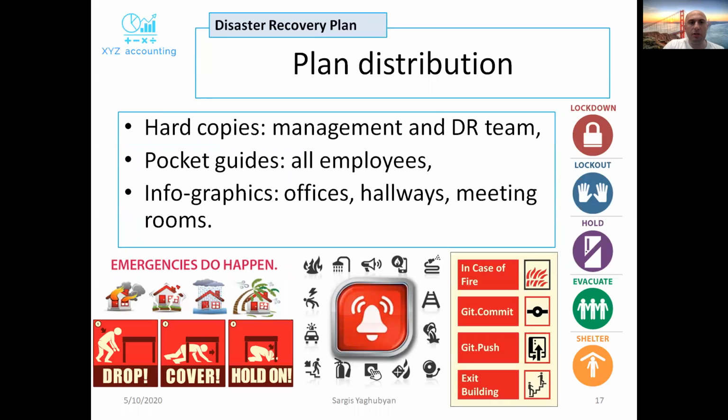For the plan distribution, we identified that hard copies will be distributed to management and disaster recovery team members. For all our employees, there will be pocket guidelines, like laminated pages. We also designed and posted infographics in our offices, hallways, and meeting rooms, as demonstrated in our slide, with guidance on how and where to evacuate during any disaster or any unforeseen event.